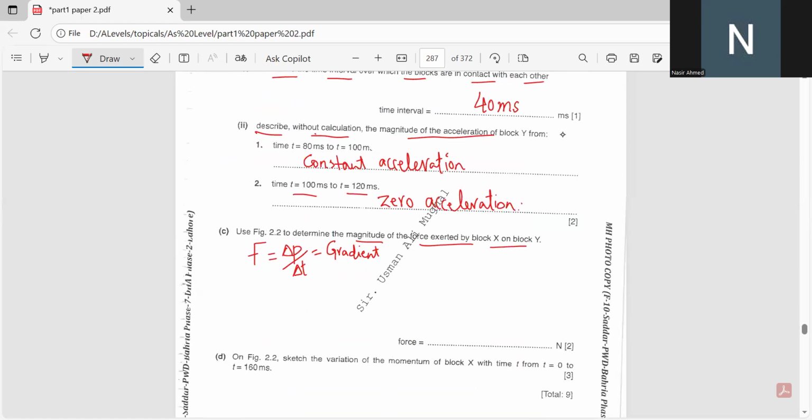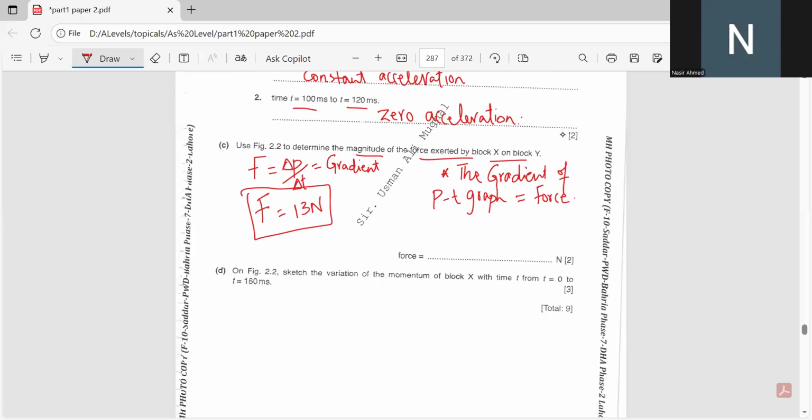So the gradient of the graph will be equal to 13 Newton. Do remember this: the gradient of the p-t graph, I taught you this in the class as well, is equal to the resultant force. The gradient of the p-t graph is equal to the resultant force.